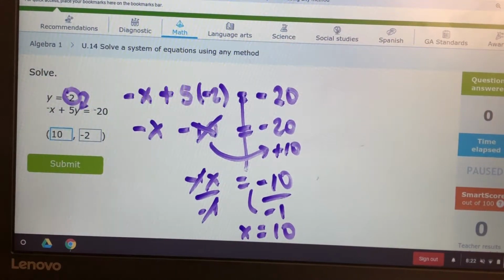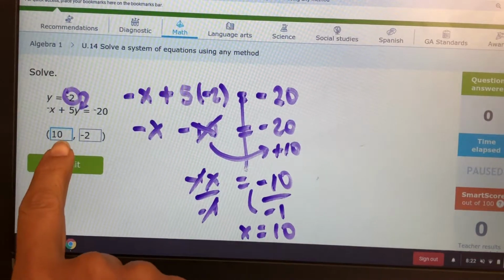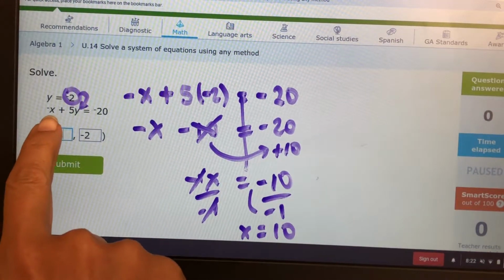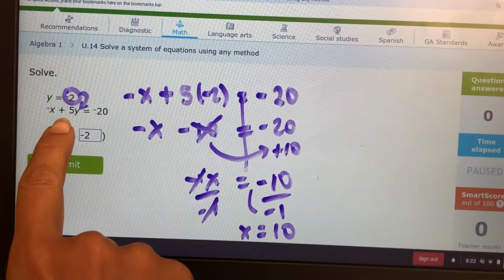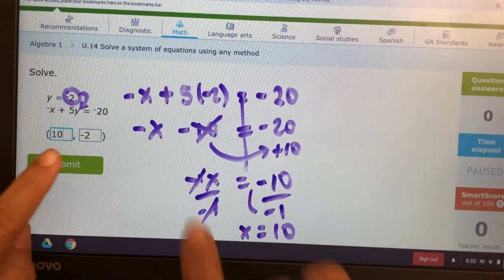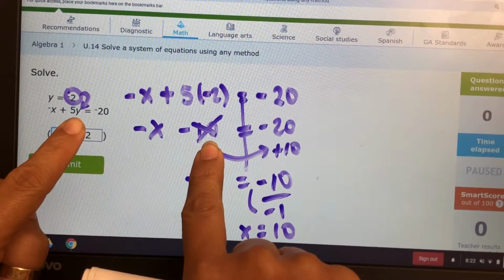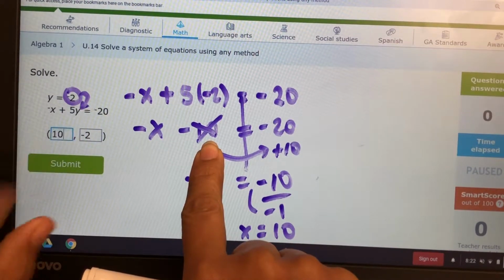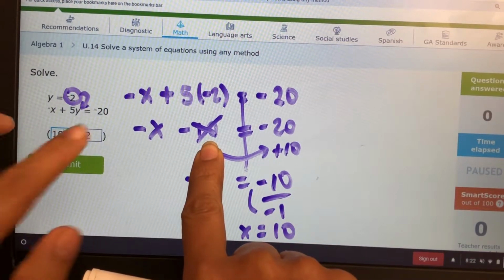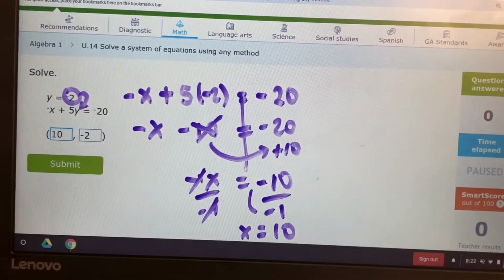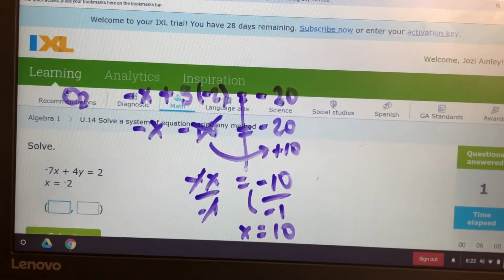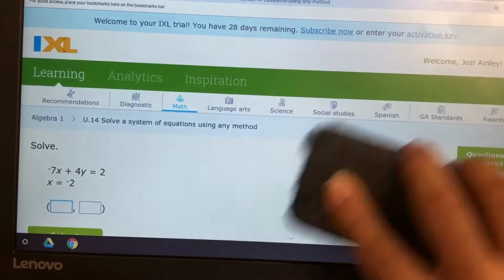Now you can always check your answers, okay? So if I say x is 10, I put it in here. -10 plus, or actually I can just put it in this line. -10 minus 10. Negatives are meeting more negatives. They're going to be more, right? So they're going to give me -20, which is -20. And so I know that that's right. So in that question, substitution worked.